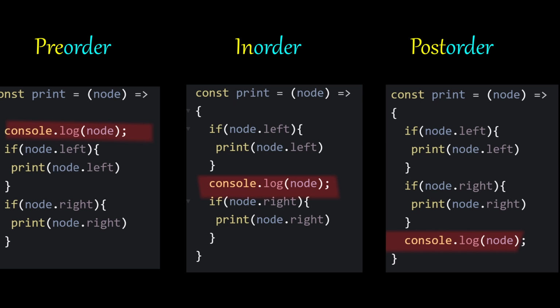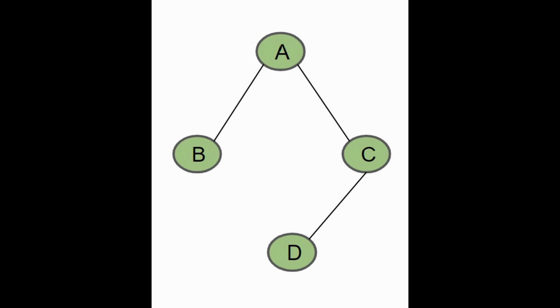In pre-order traversal, the node is printed first before the recursive call on the left and the right nodes. In the in-order traversal, the node is printed at the center, that is, in between the recursive call on the left and the right nodes. Finally, in the post-order traversal, the node is printed last after the recursive call on the left and the right nodes. Now, using this tree as an example, let's see how these three binary tree traversal algorithms will print out the node's value of this tree.